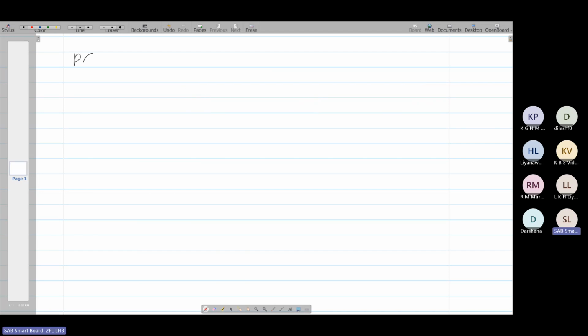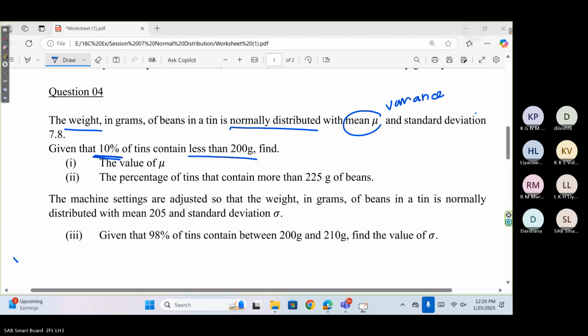Probability of x less than 200 is equal to 10%. It means 0.1. This is the statement in here. Less than 200 grams, and the standard deviation is 7.8.